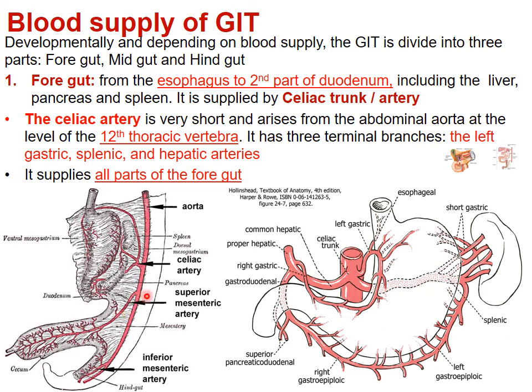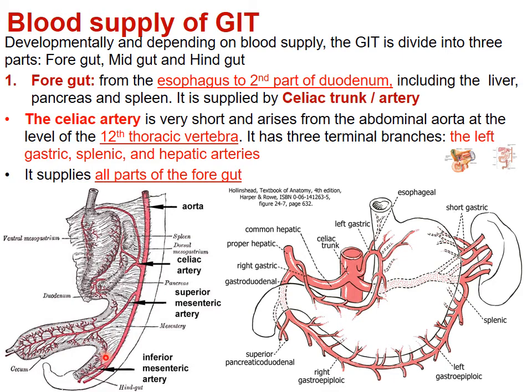Now, if you trace this superior mesenteric artery, it is branching to the third and fourth part of the duodenum, right? And then the whole of the jejunum, then the whole of the ileum, right? And this branch also supplies the start of the large intestine, the cecum, the appendix, the ascending colon, and then it ends up here in the transverse colon. In the transverse colon, it supplies only the proximal 2/3 of the transverse colon.